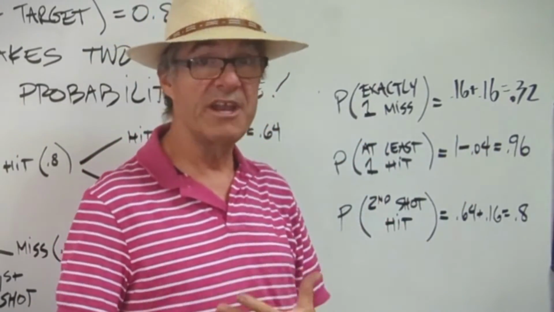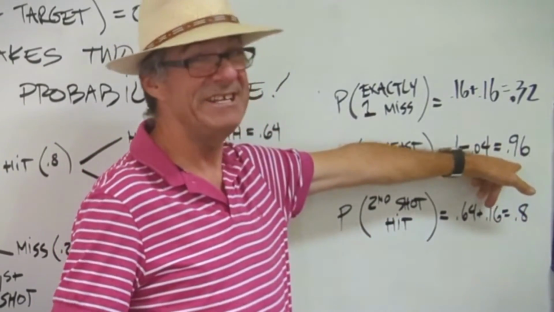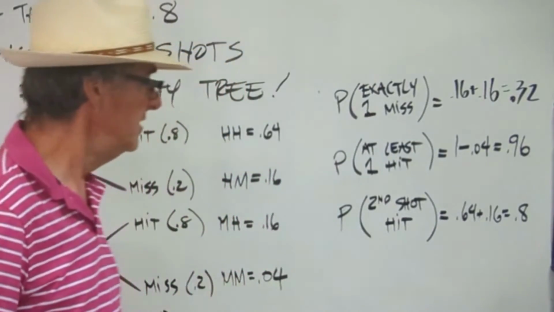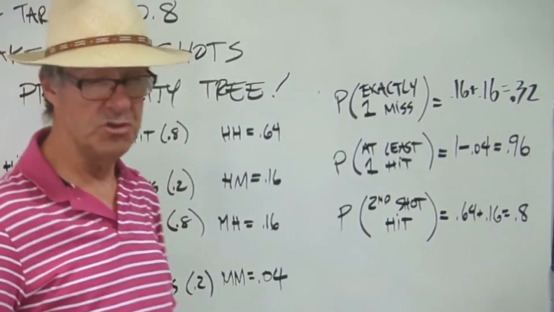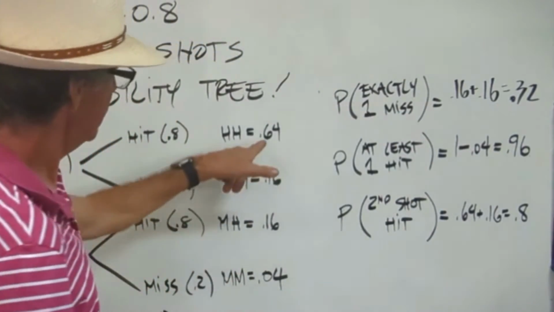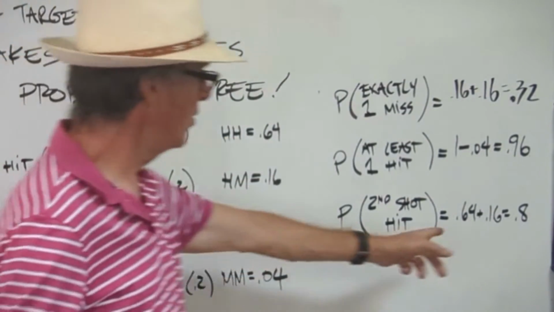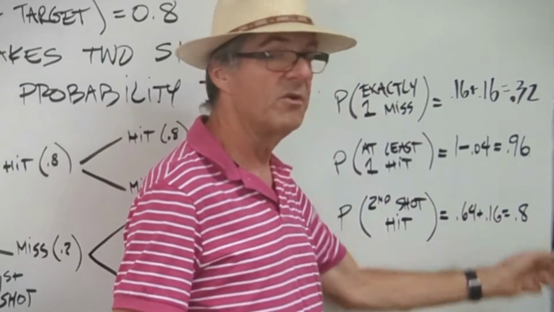So at least one hit has a 0.96 or 96% chance of happening. The last one, the second shot, is a hit. There's 2 outcomes that do that. There's this one and this one. So that's 0.64 plus 0.16 is 0.8.